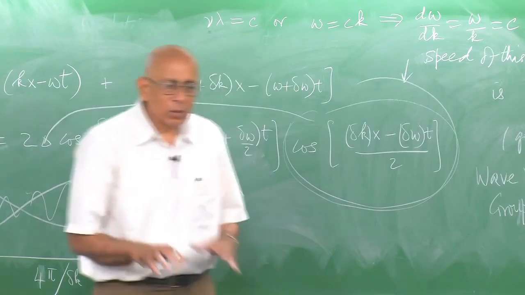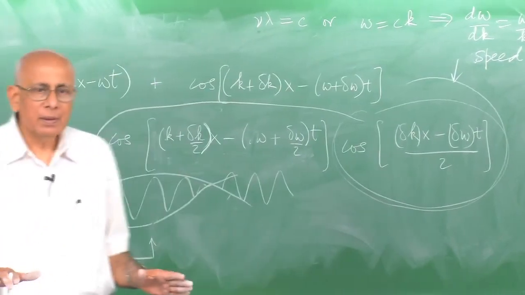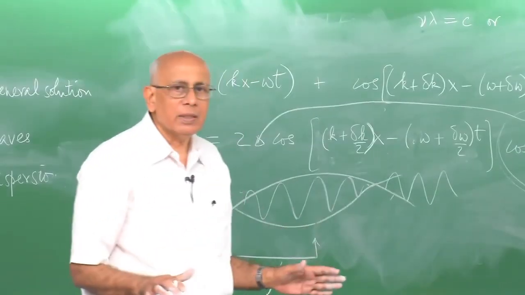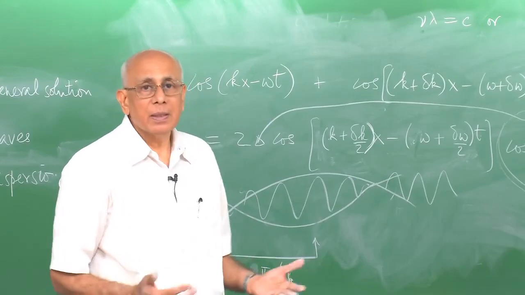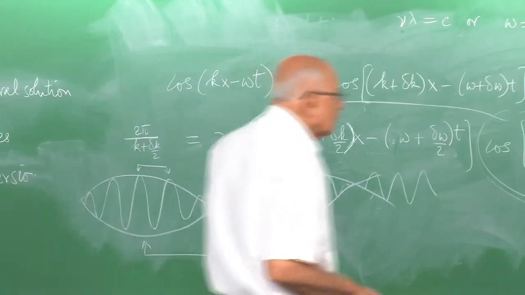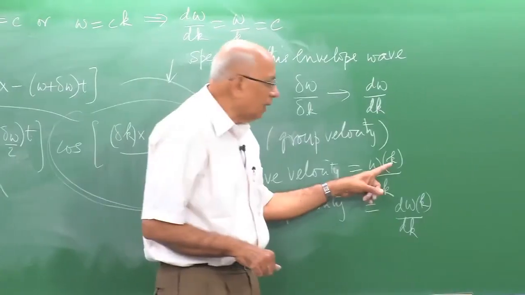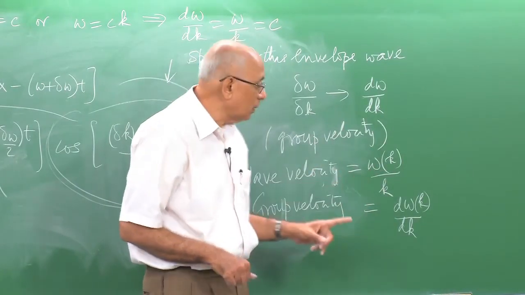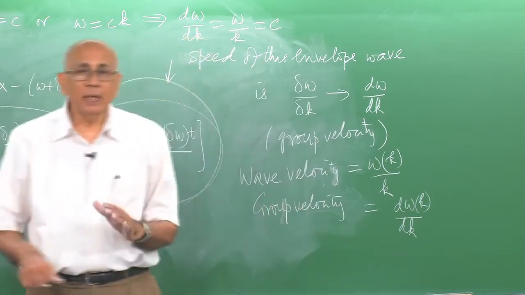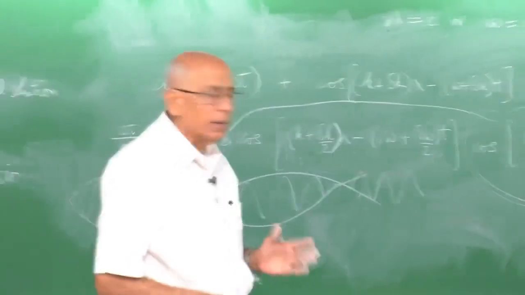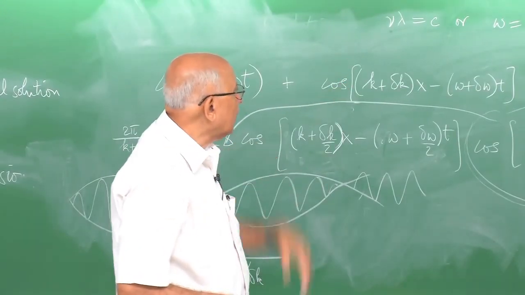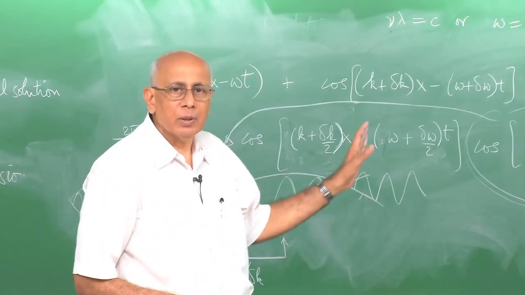It means that this group does not lose its shape, this wave packet does not lose its shape, it does not disperse. So the origin of dispersion lies in the fact that different wavelengths travel at different speeds, and d omega over dk is not the same as omega over k. But in this special case of light in vacuum, it happens to be so.